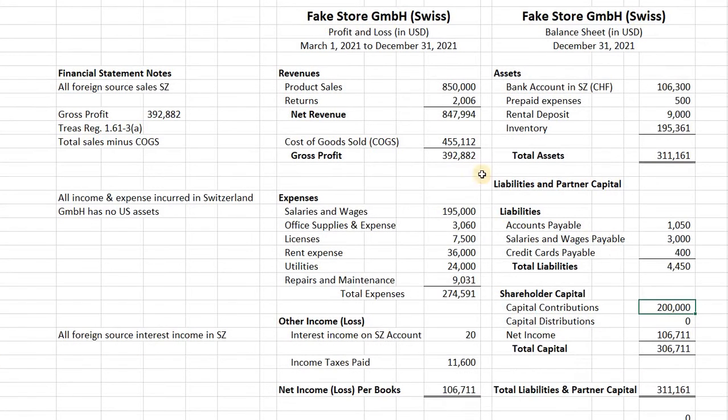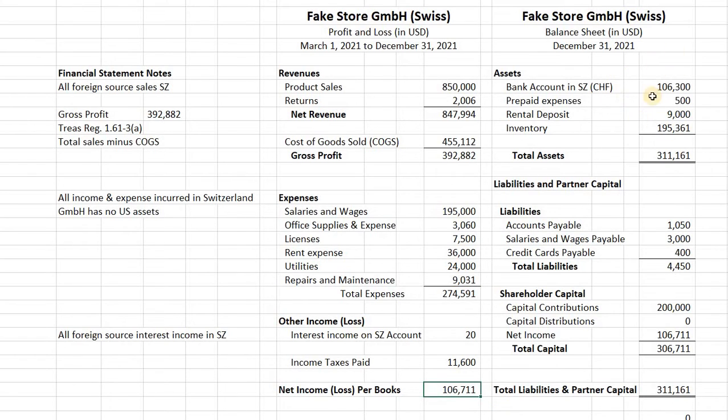All right, so if we look at the Swiss entity's books, run through this, very similar to the last one, and then we'll look at the consolidated. Same thing: we've got product sales, expenses, and interest income earned on the Swiss bank account. Obviously everything is done in CHF, Swiss francs, but we're translating all of this into US dollars because we have to report in US dollars on the tax returns. So you have to translate using the appropriate exchange rates. And then there's the income taxes paid. We did pay income taxes in Switzerland, and so our net income or loss per books after accounting for the income taxes is $106,711 US dollars.